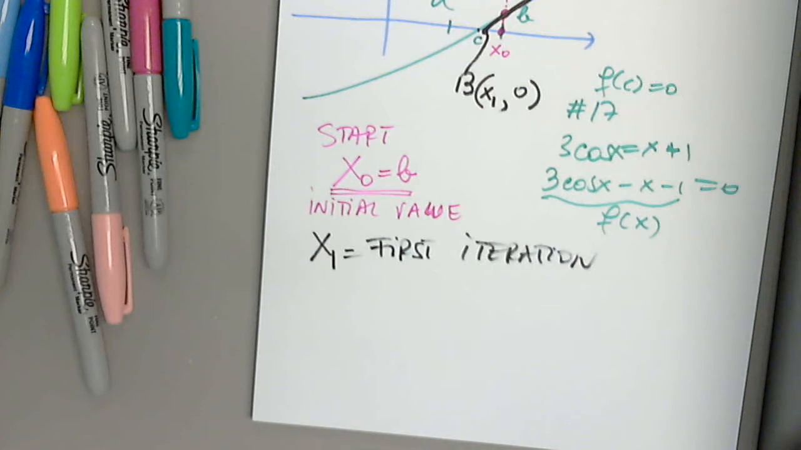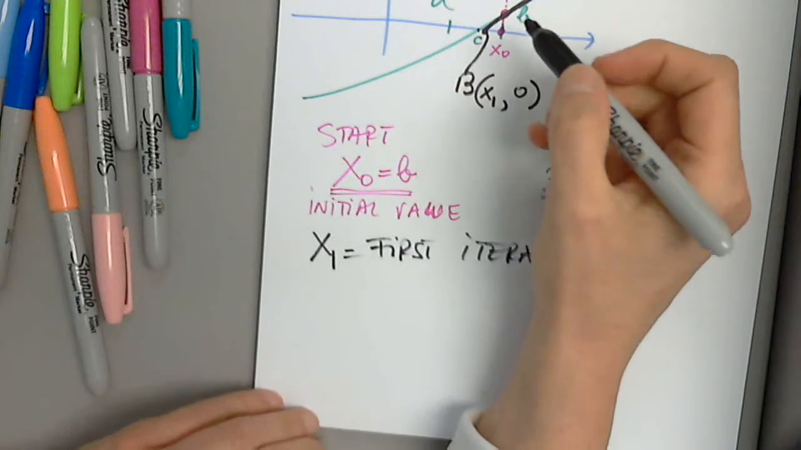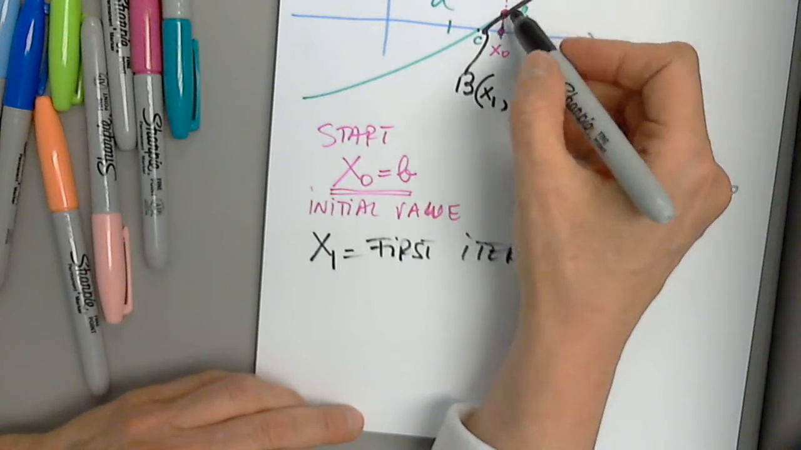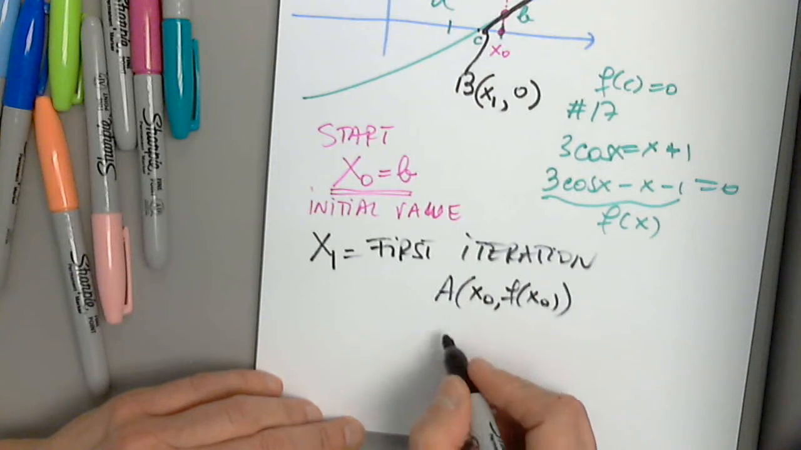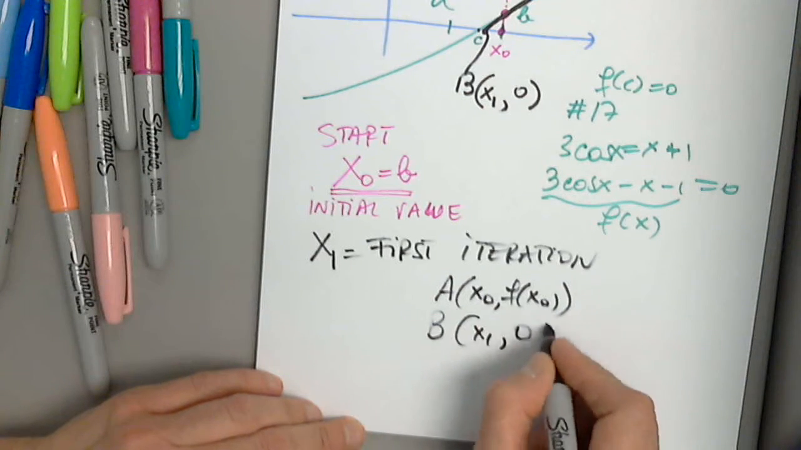A question before we find that. Do you think now that x1 is a better approximation of little c than x0 was? It's much closer to c than my initial value was. Agreed? Let's try to find it. So this line, the tangent, has 2 points. The point A, x0 comma f of x0, and point B, which is x1 comma 0.